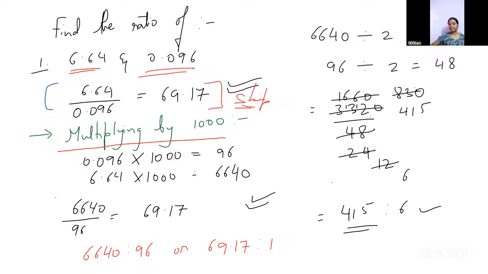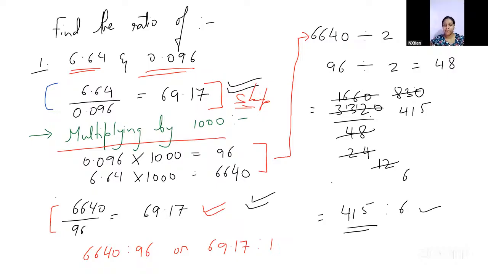See, what we did is, 0.096 we multiply both with 1000 to remove the decimal. 0.096 into 1000 is 96 and 6.64 into 1000 is 6640. Then you will divide them. Now with 6640 and 96, after this step you can also take a step to do a deep simplification.